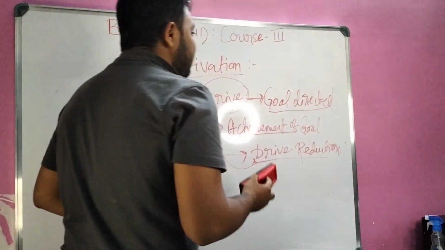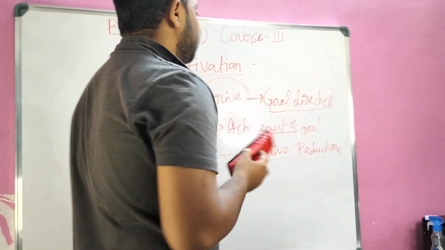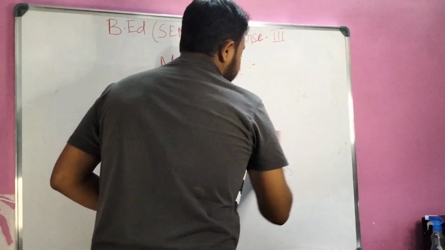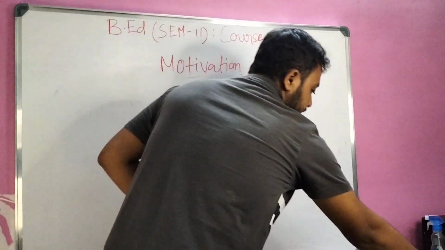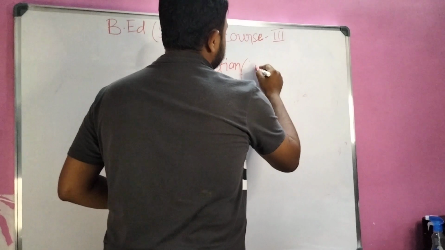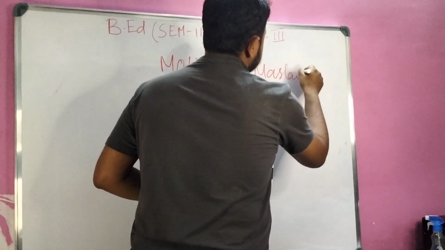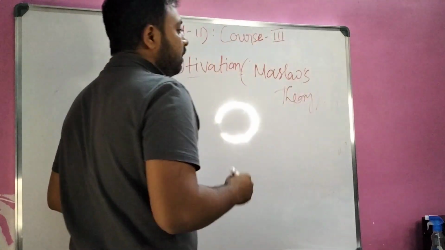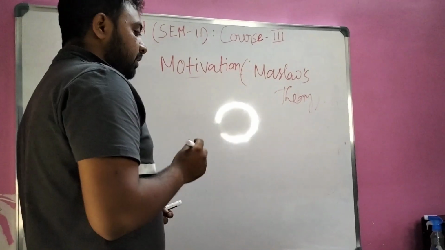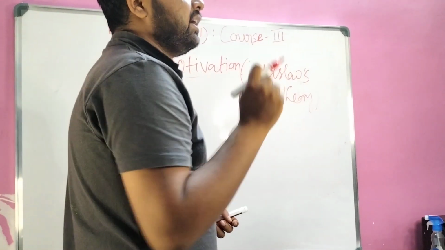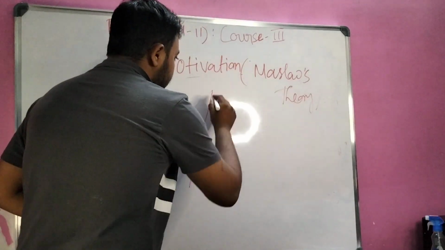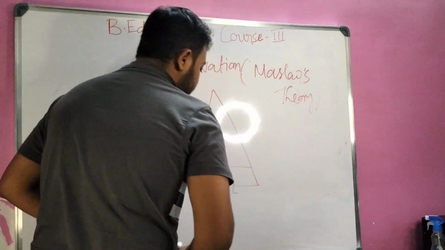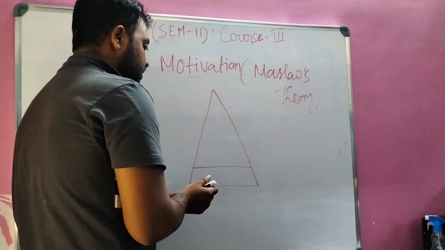So what are the needs that basically arise in a man or in an animal? We see Maslow's theory. What kind of need arises first? The first need is the physiological need. There is a pyramid of our needs. So in first position is the physiological need.